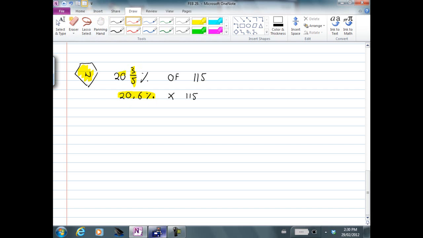See? Even though this is a decimal, it's not done yet. I still have the percent sign. So let's move it. 1, 2. So in reality, this is 0.206 times 115. See the difference? My percent sign is gone. I don't have a percent sign anymore. Every time I move the decimal place to the left, get rid of the percent sign.